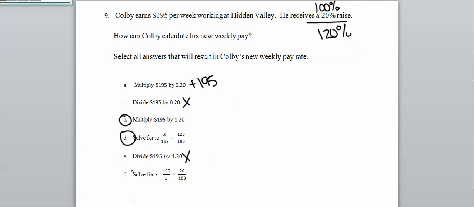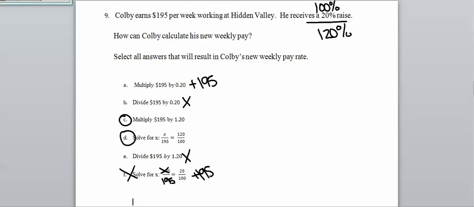And this one is completely wrong because they didn't do the correct setup. The 195 needs to go on the bottom. The 20% would be the number that you're figuring out, and then you would add 195. So if 195 was down here and this was X, and then you added 195, then it would work, but it doesn't.